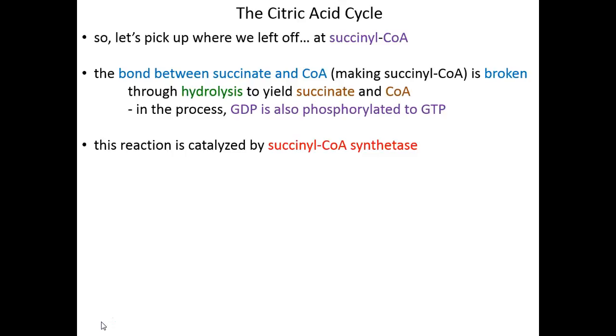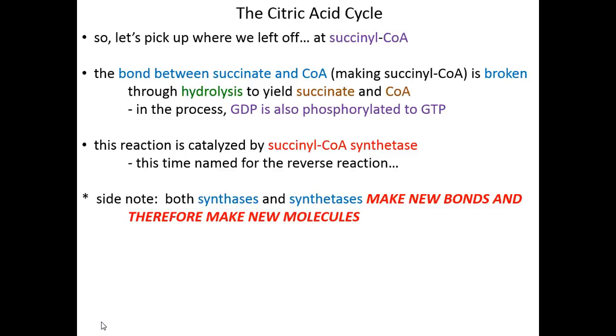The enzyme that catalyzes this reaction is called Succinyl-CoA synthetase. I'll say that again, synthetase. Of course, this enzyme is named for the opposite reaction. We're breaking Succinyl-CoA down, we're not making it. But more importantly, there's something to keep in mind here about enzyme names for synthetic enzymes, something that's going to help us out as we continue down on this road of glucose metabolism. Both enzyme classes called synthases and synthetases are responsible for anabolic reactions, reactions that make new bonds and therefore make new biomolecules.